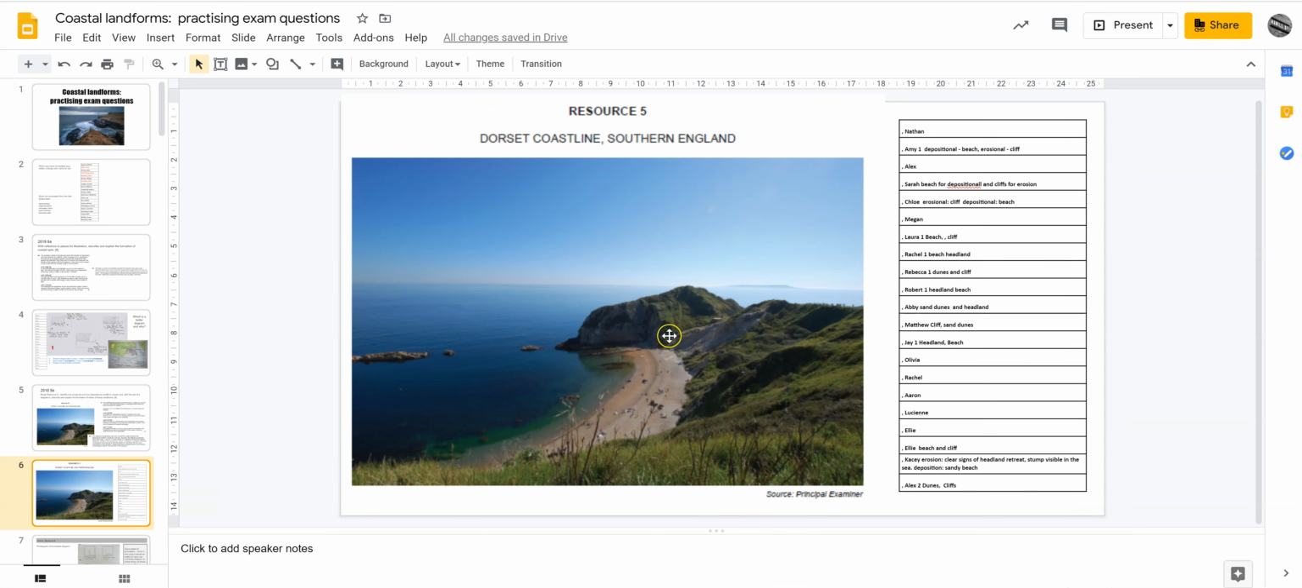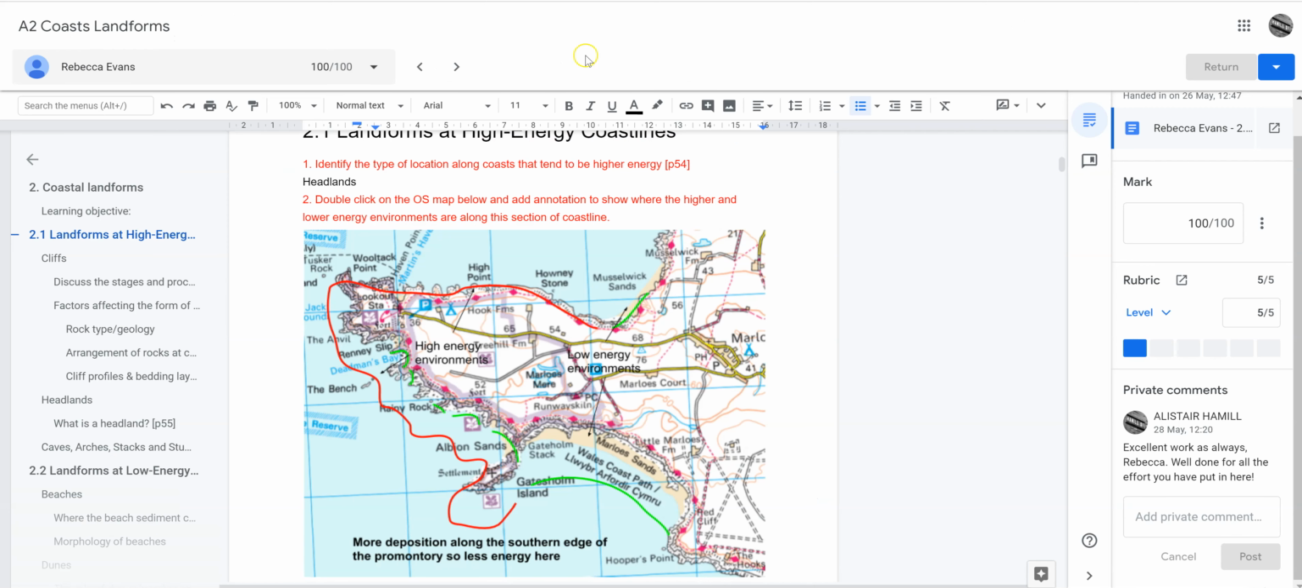But could they see that here? There's your headland features, and there's your bay. Could they see it? And the answer was, to an extent, some of them could, some of them struggled a little bit more, but it enabled me to find that out by asking these questions, and then to be able to go back in and correct any misunderstandings that had come out.